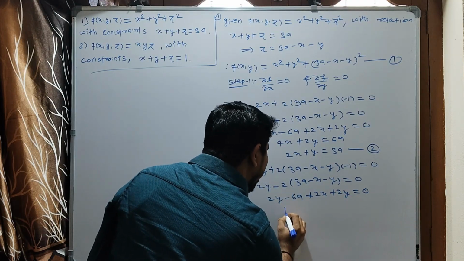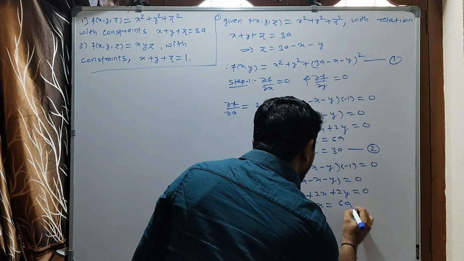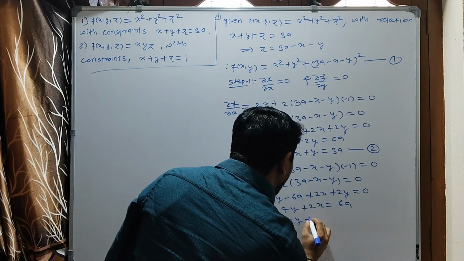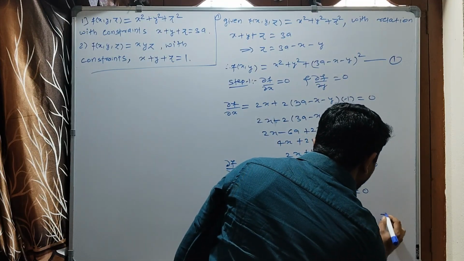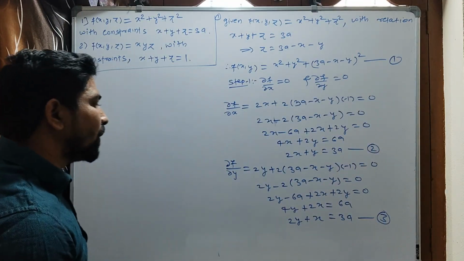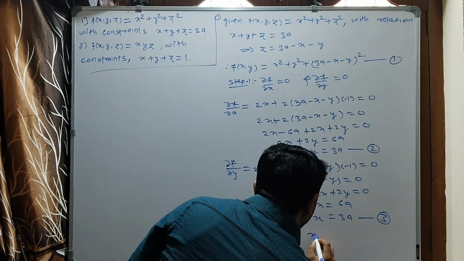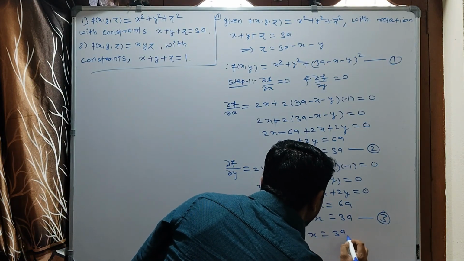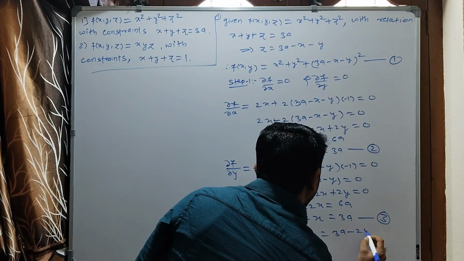This implies 4y + 2x = 6a. This implies 2y + x = 3a. Let's say this is my equation number 2. Now from this, x = 3a − 2y.